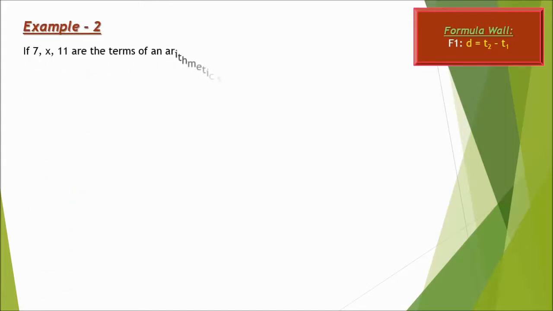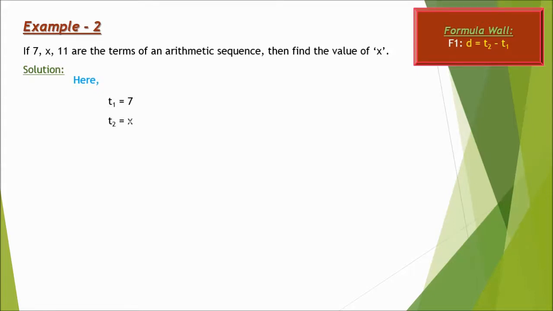Now there is an important question. 7, x, 11 are the terms of an arithmetic sequence. Then find the value of x. Now there are three terms, t1, t2, and t3. Let's see how the solution is obtained. Here, let's note it down. T1 is equal to 7, t2 is equal to x, and t3 is equal to 11.